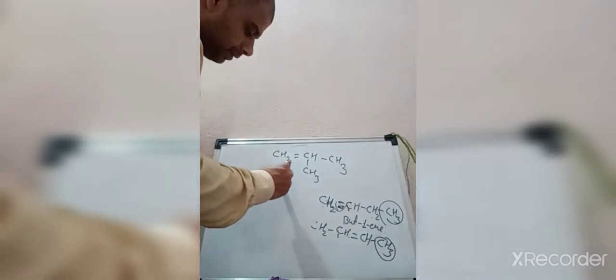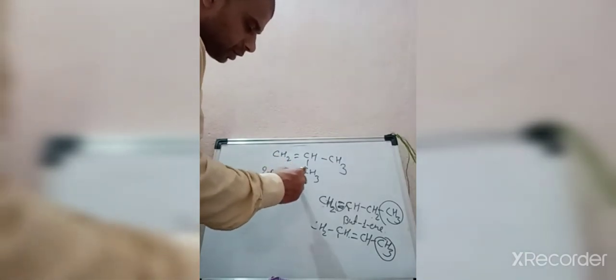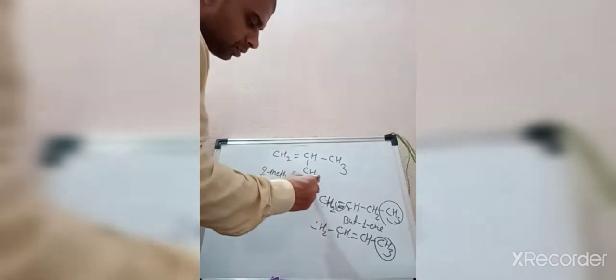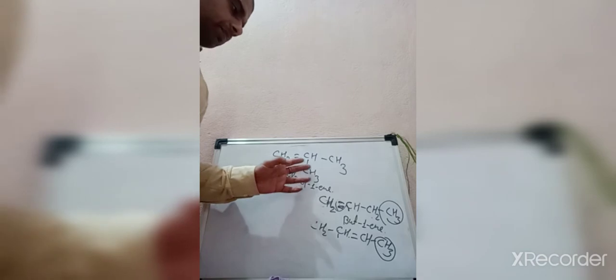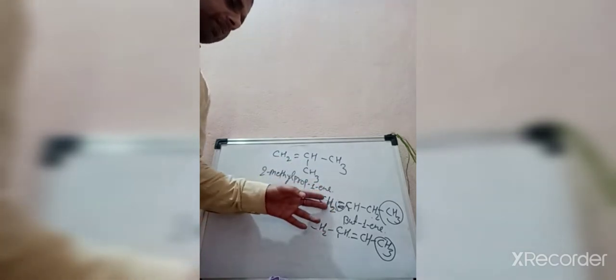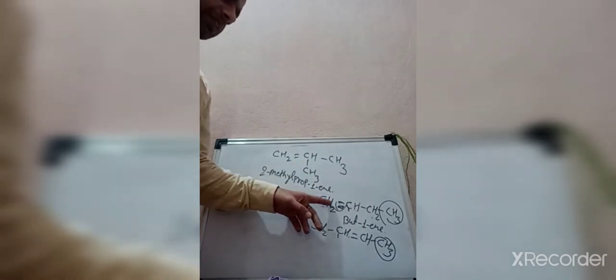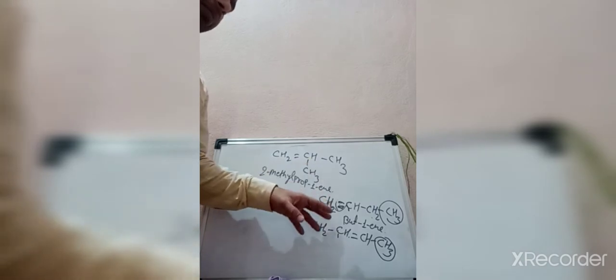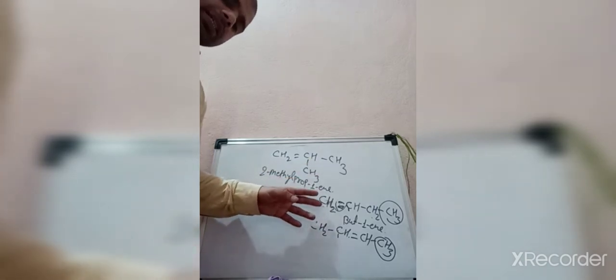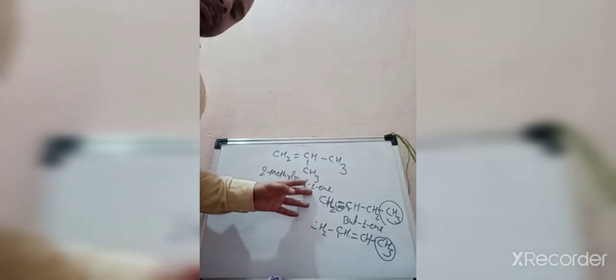So what is this one? 2-methylprop-1-ene. This is the structural isomer. So in butene you have got three types of structures. Structures 1 and 3, and 2 and 3, are different examples, both examples of chain isomers and position isomers.